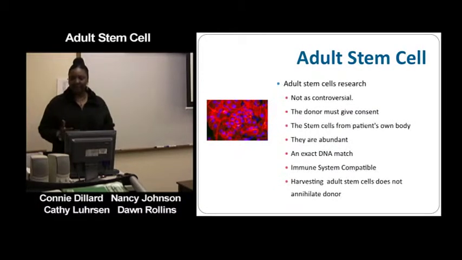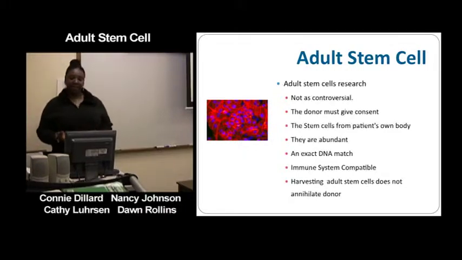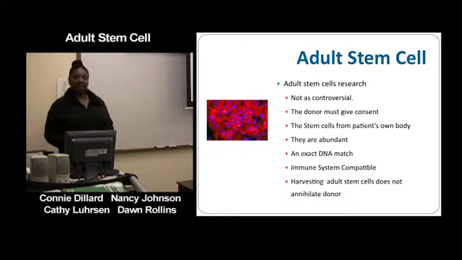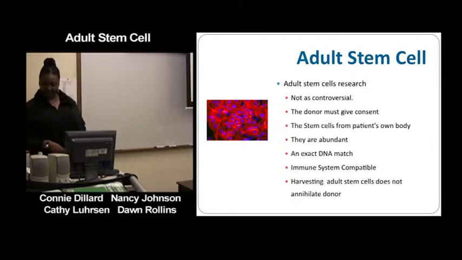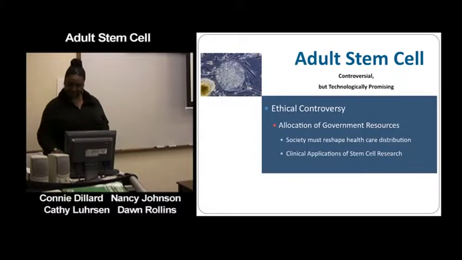On the other hand, adult stem cell research is not as controversial as the other forms of stem cell research. And that's because the donor must give consent. The stem cells come from the patient's own body. In some of the research that we saw, it said that the adult stem cells are abundant. And there's always an exact DNA match, so your body's immune system won't reject them. And also, last but not least, harvesting the adult stem cells does not harm the donor. And that's pretty much important.